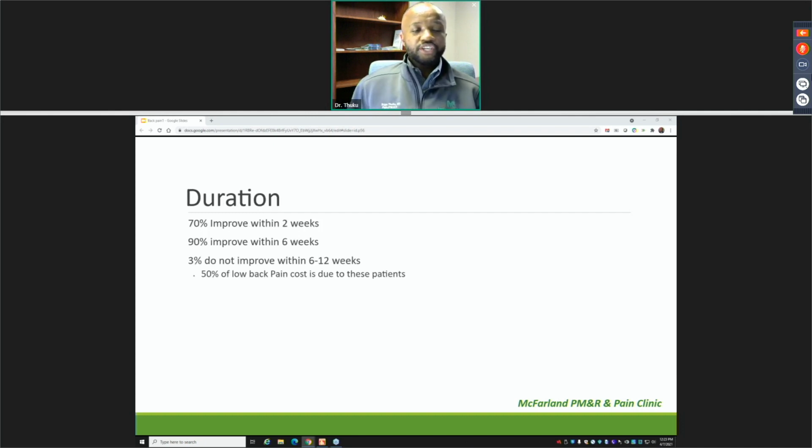So duration-wise, and I guess this is where we can mention a little bit about the natural history of back pain. Sometimes if patients don't even seek treatment for back pain, their back pain can get better. And this usually tends to happen within the first 6 weeks. So 90% of the patients will get better within that time period.